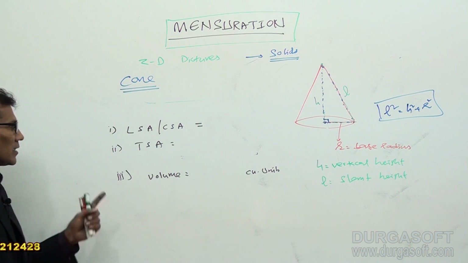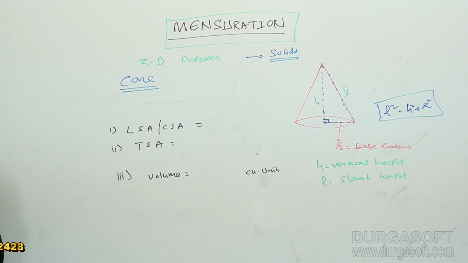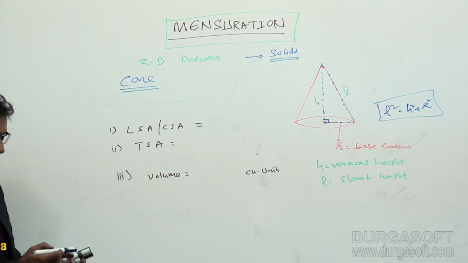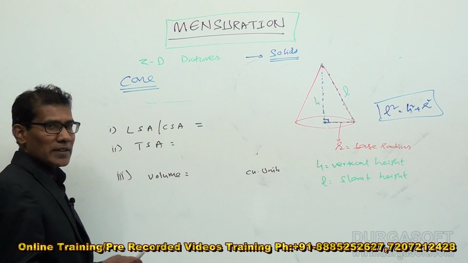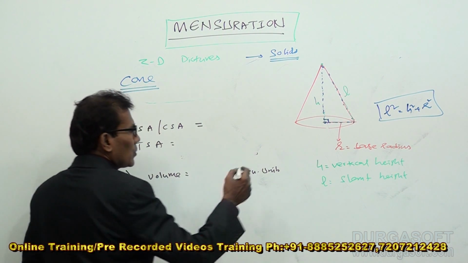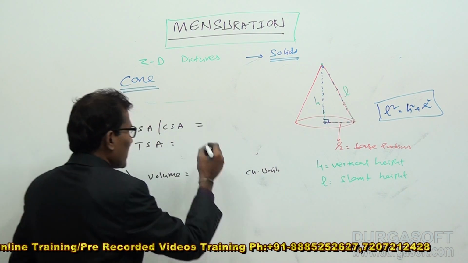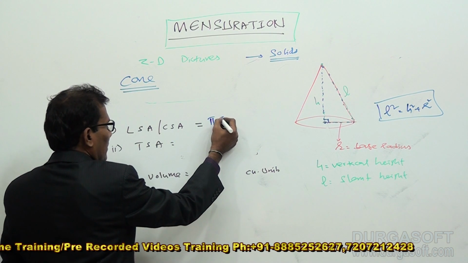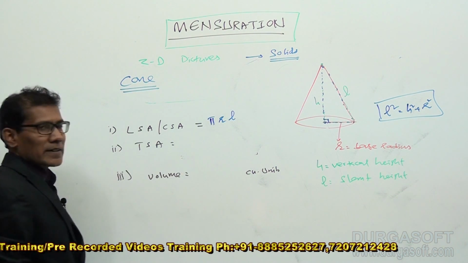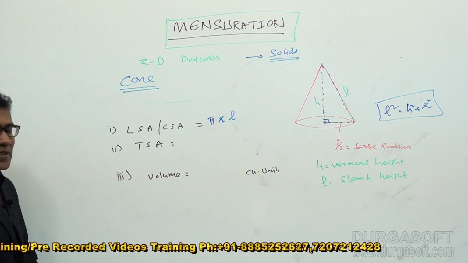Then what about the other measures? Lateral surface area, total surface area and the volume. For the lateral surface area, we need to know the radius and the slant height. It is given by pi r L. This is the lateral surface area or curved surface area.